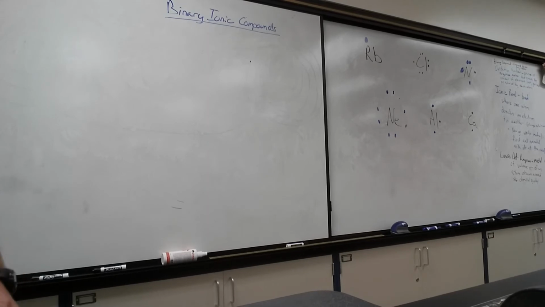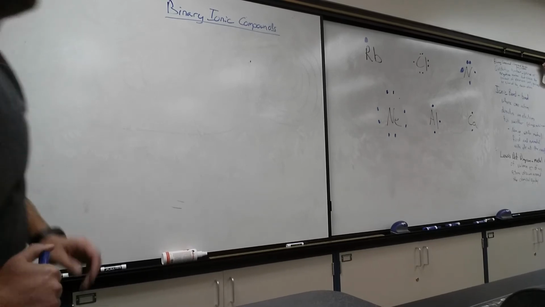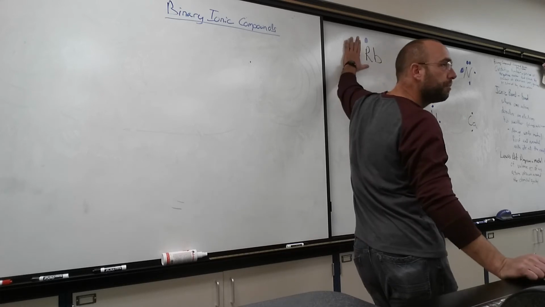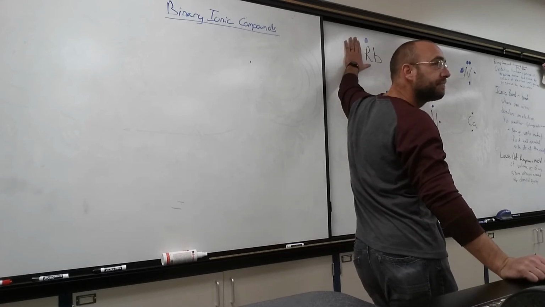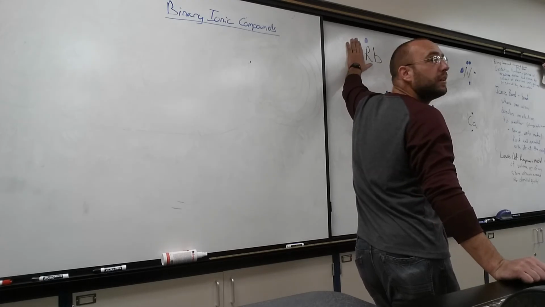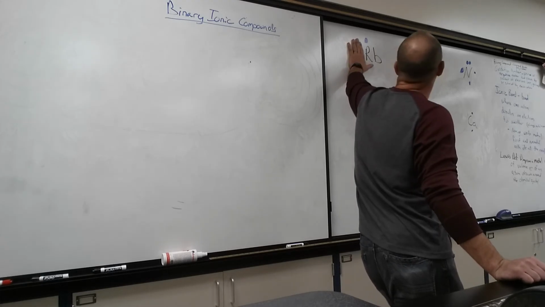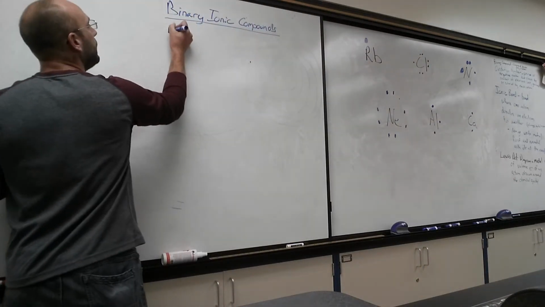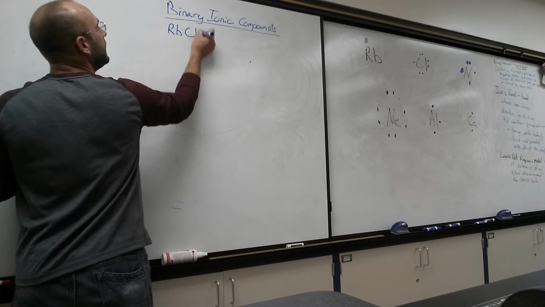Binary ionic compounds. Binary means how many atoms? 2. And ionic means metal donating electron to non-metal. All right? So, is there anything up here that just needs 1 electron from rubidium? Chlorine. Rubidium can give 1 electron to chlorine. That's going to be RbCl.